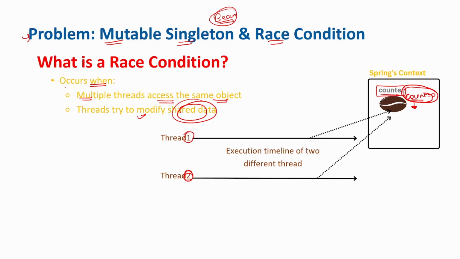So what is a race condition? A race condition occurs when multiple threads access the same object. Here we have a shared counter object with one shared field, count equal to 0, and if both threads try to modify the shared data, it leads to unexpected output and data corruption. Let's see it with the help of an example.